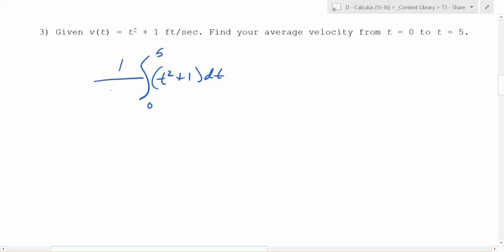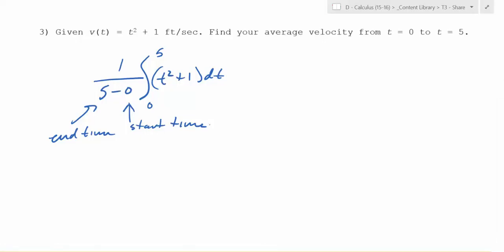We're dividing by the total time. What is the total time? 5. So how do you get 5? It's from 0 to 5, so it's pretty straightforward. It's going to be 1 over 5 minus 0. I just want you to write out the whole thing. 5 represents the end time, and what does 0 represent? The start time. Do you have to start at time 0 to do these averages? No, it could be times 7 to 12. And if it was from 7 to 12, you do 12 minus 7. So what does this equal?